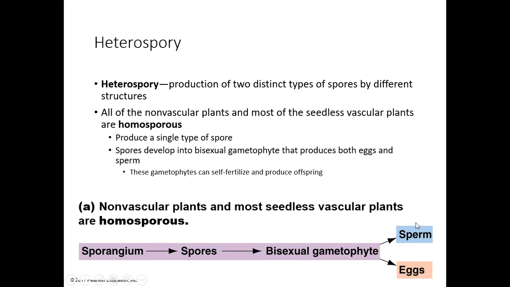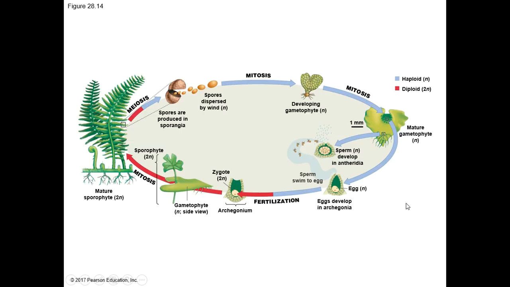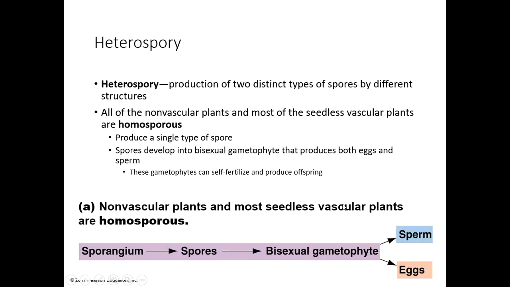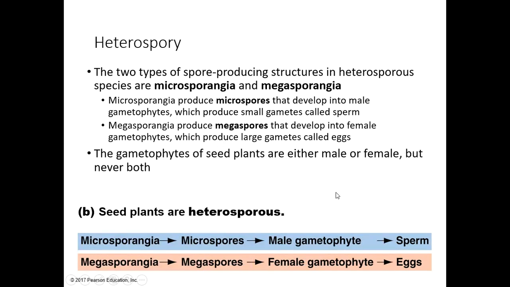Spores produce the gametophyte, and then the gametophyte produces both the eggs and the sperm, which is what we're seeing right here, the gametophyte producing both the eggs and the sperm. Now, in heterospory, we see a different situation here, and so seed plants are going to be more complex.